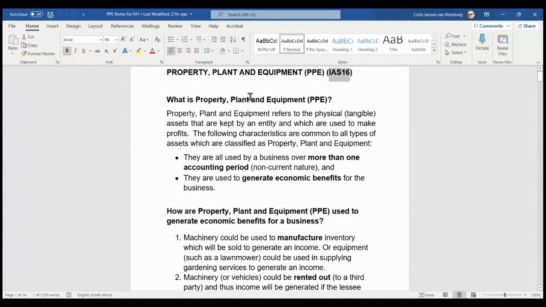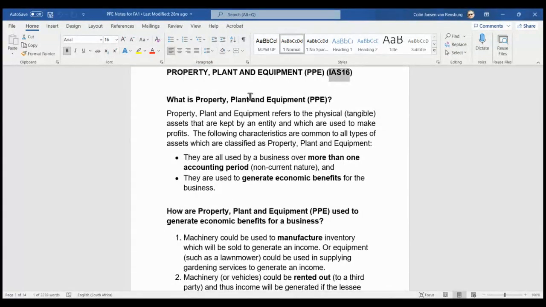Now, perhaps this is a good time just to talk about standards in general. And then we are going to talk about property, plant and equipment in general. So how do the standards work? How do they fit together? We've spoken about that briefly right at the beginning of the year when we discussed the conceptual framework, but this is perhaps a good time just to revisit the concept. We know that we've got the conceptual framework for financial reporting, right? So that is a very generic document.